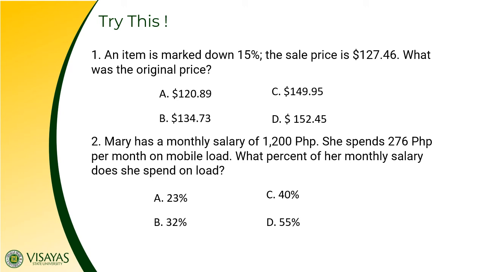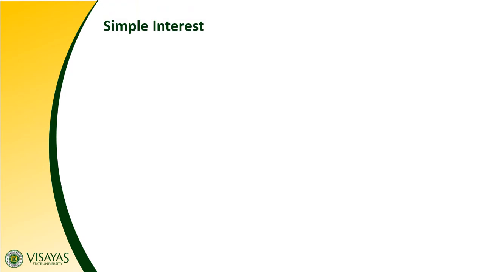Okay? Then I will now show the correct answers. And the correct answers are, number 1 is letter C and number 2 is letter A. Okay? I hope nakuha, no? May nakuha yung tamang sagot. Okay? And now, we will proceed naman sa simple interest, no?